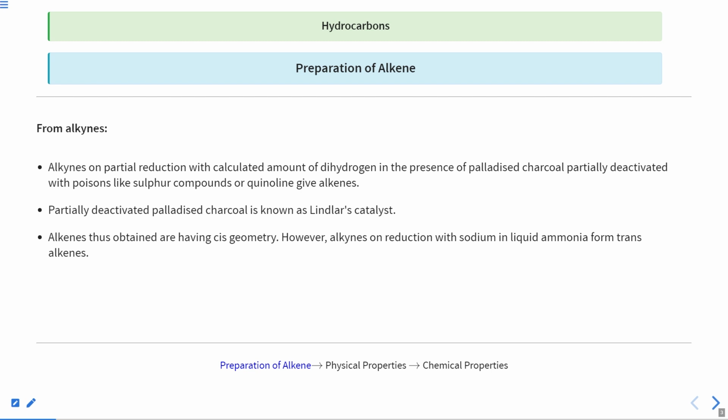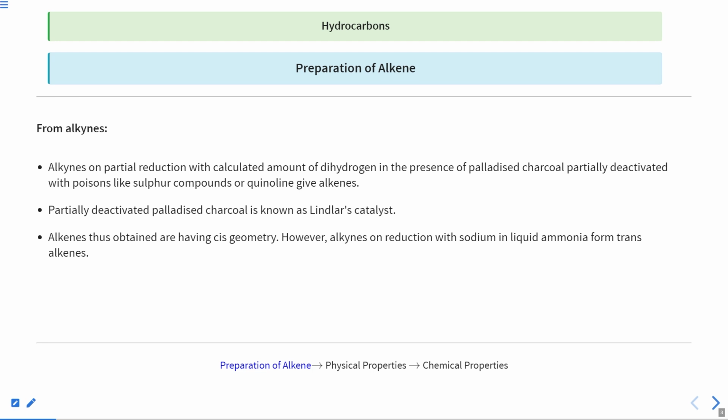Now, first preparation will involve the preparation from alkyne. So till now we have not moved up to alkyne, although you know that alkynes are the ones which have a carbon-carbon triple bond. So what we do is the partial reduction of this alkyne.